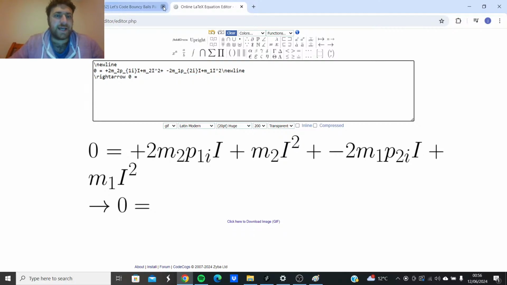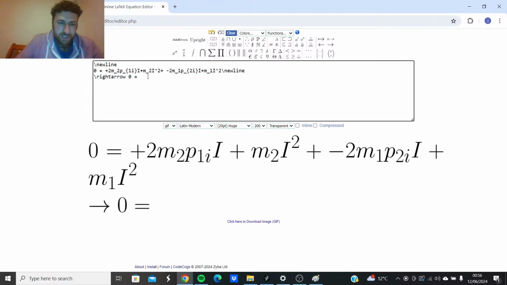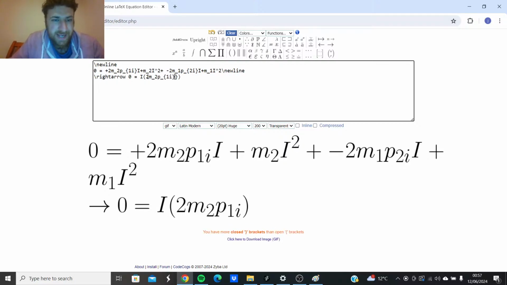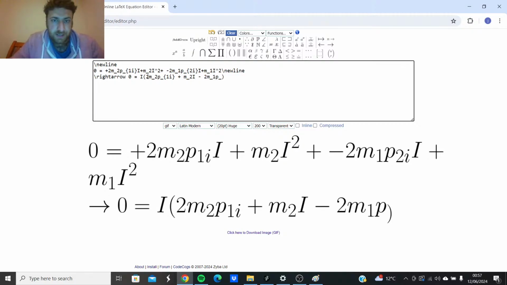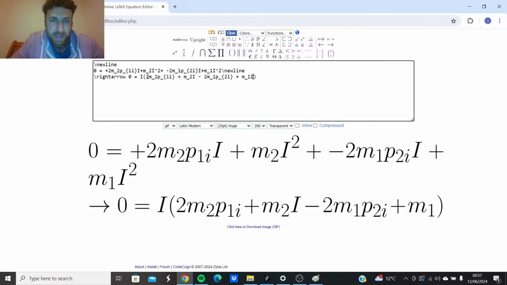Now that that's out of the way, let's write the equation proper. So we're going to factor I out of it. After we factor out I, we'll get 2m2 p1i plus m2I minus 2m1 p2i plus m1I, right?